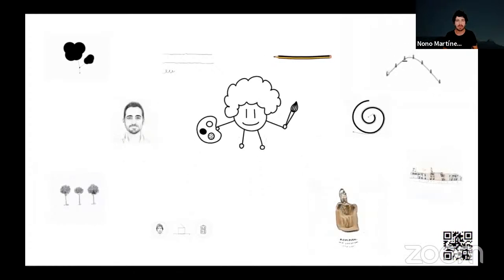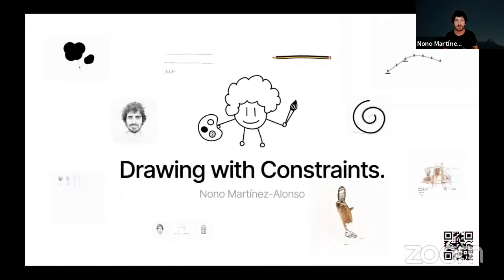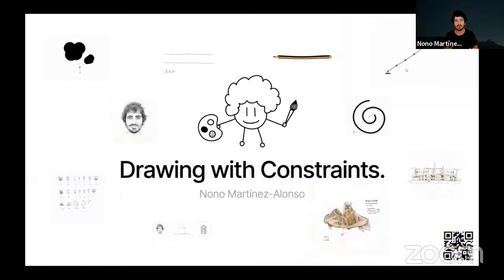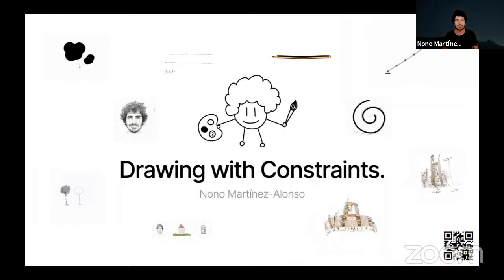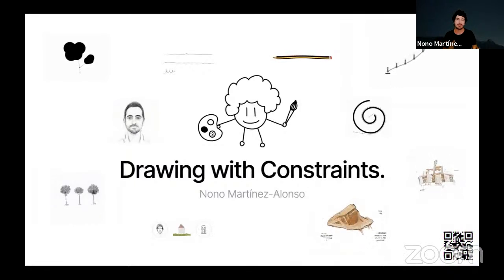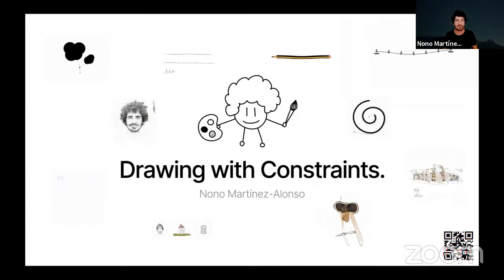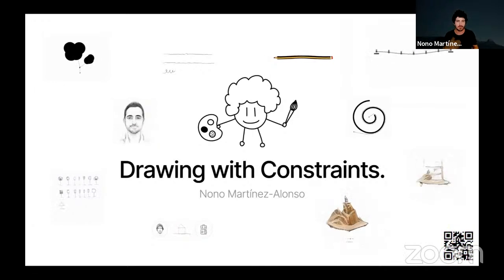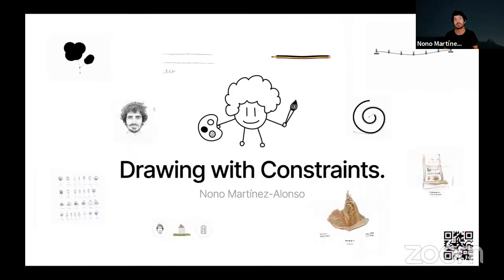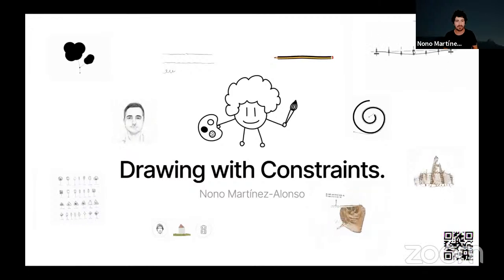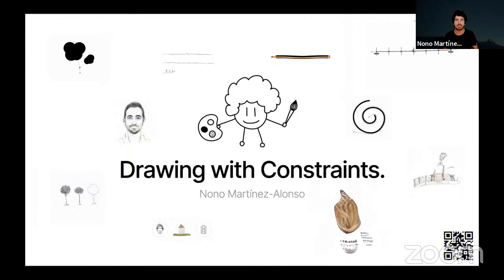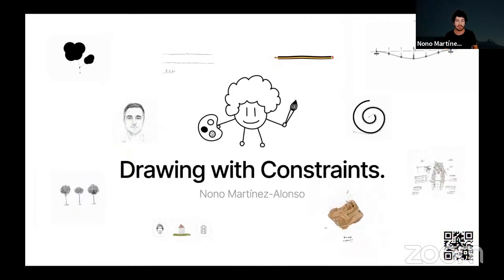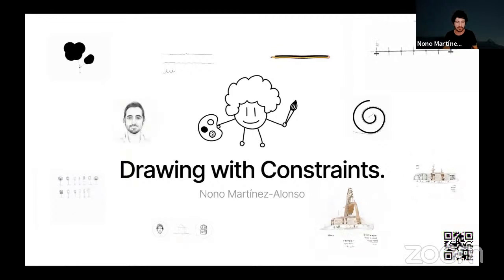My name, as George said, is Nono Martinez Alonso, and today I'm going to talk about a conceptual frame that I'm trying to develop called Drawing with Constraints. I'll show creative and collaborative interfaces that I and other people have made to produce drawings and designs, and to think about how interfaces in general inform what we create as creatives.